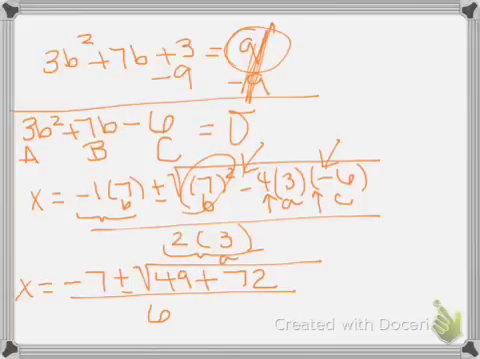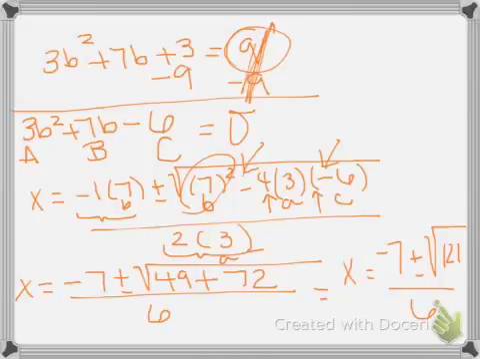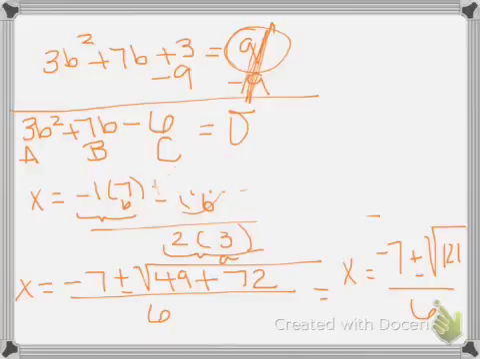If you add 49 and 72, you'll get 121. You check in your calculator to see if 121 has a square root. Since 121 does have a square root, go ahead and we'll put that up here.